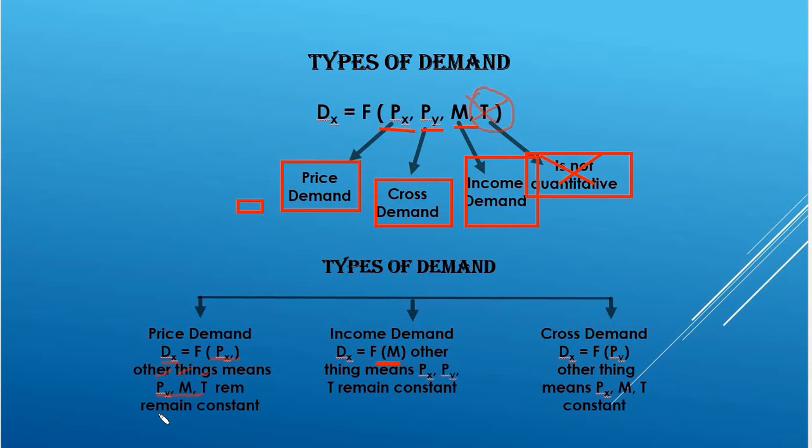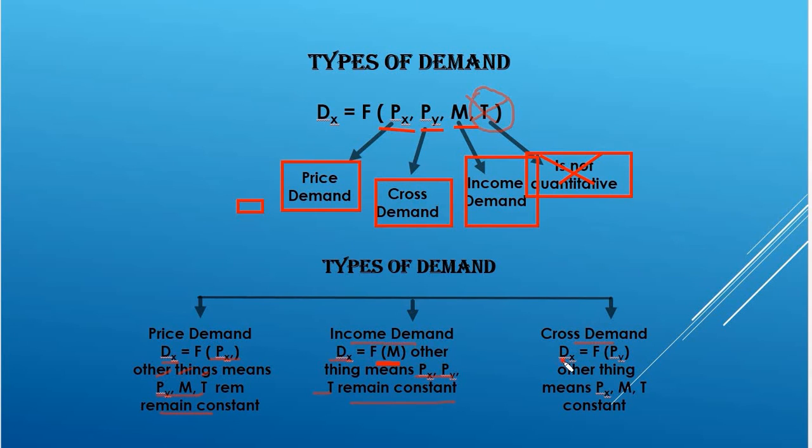Similarly, we talk of income demand, that is quantity demanded of a commodity in relation to the income of the consumer, other things being equal. It shows the relationship between the income of the consumer and the demand of the commodity. It shows how demand changes as the income of the consumer changes, and other things here means price of X goods, price of related goods, and taste and preference of the consumer remain constant. Other things remain constant in cross demand too. Quantity demanded is a function of the price of related goods.